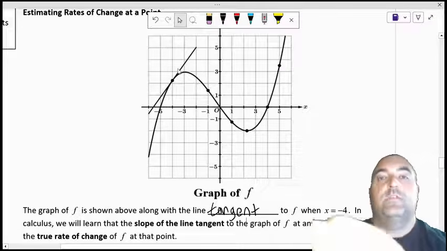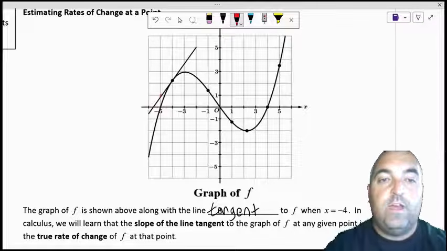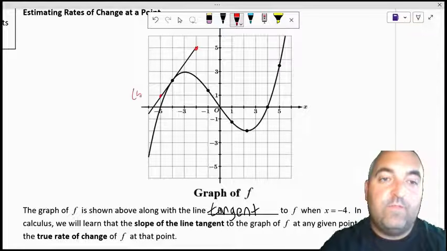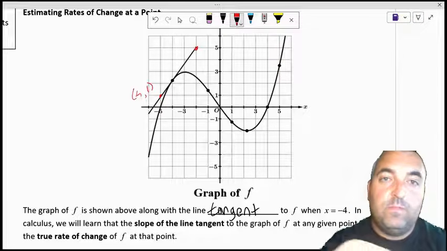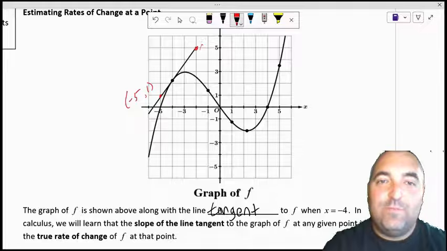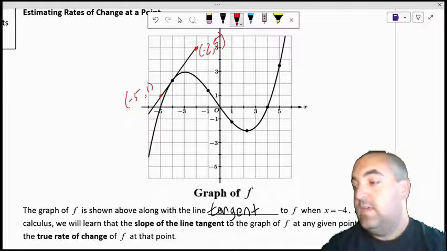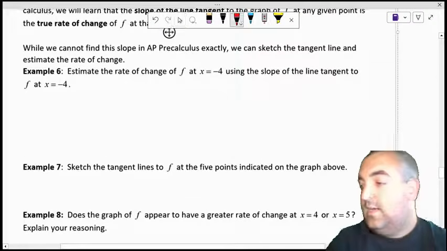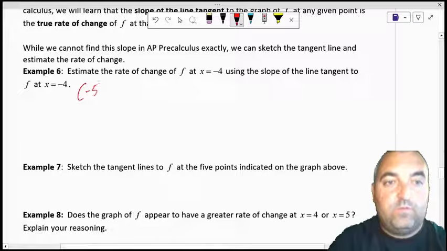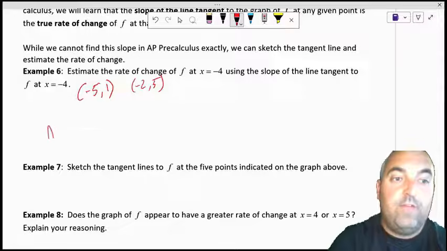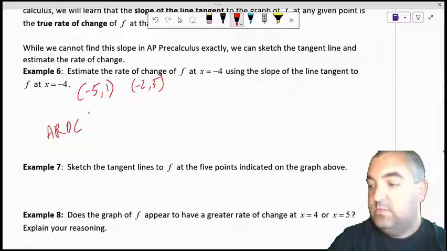So what I would do here is I would go to this tangent line and find 2 points that are nice. So I'm going to choose this point right here, -5, 1, and then this point, which would be -2, 5. Okay. And now I'm going to use my average rate of change formula. So again, I'll rewrite those just down here, just so I don't have to scroll back up. -5, 1, and then the second point was -2, 5. So now I'm going to do my average rate of change between those 2 points.